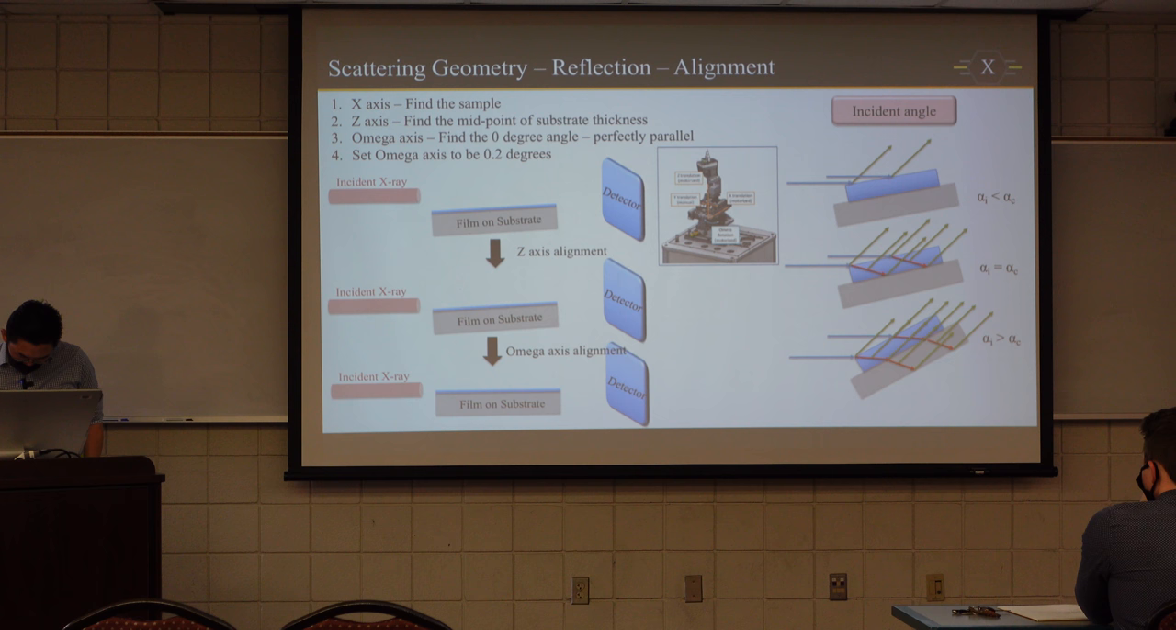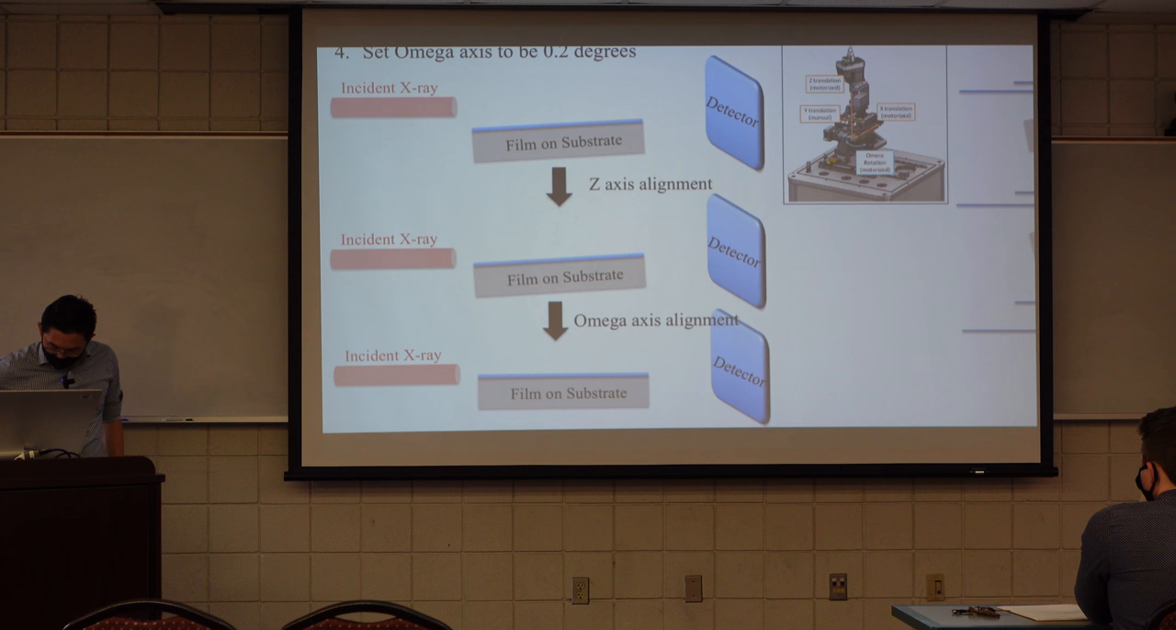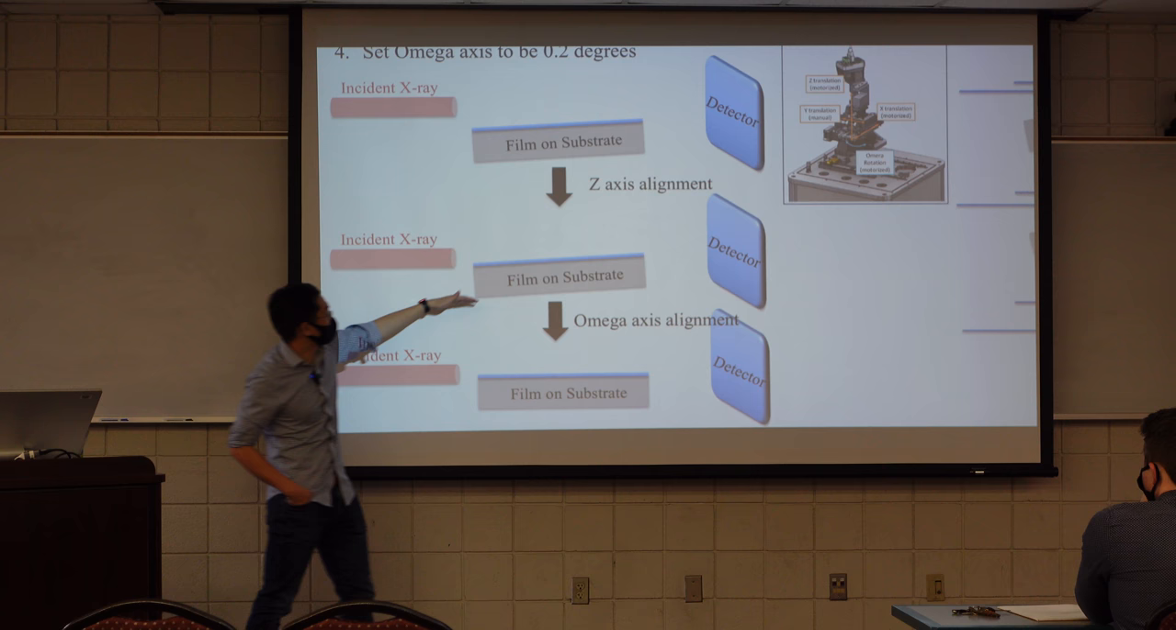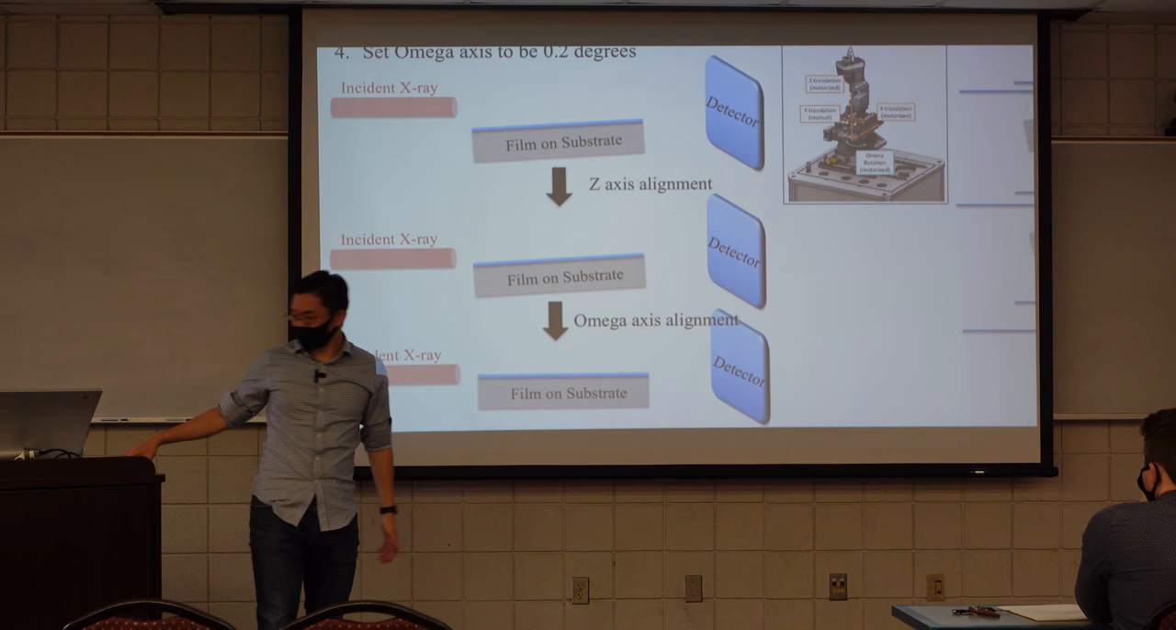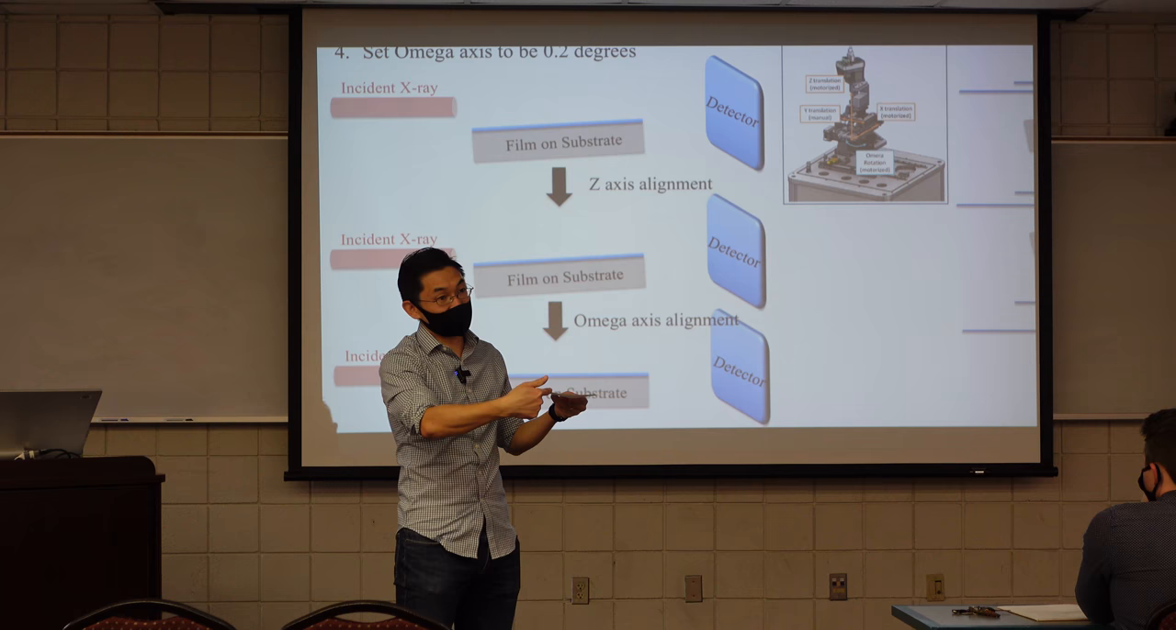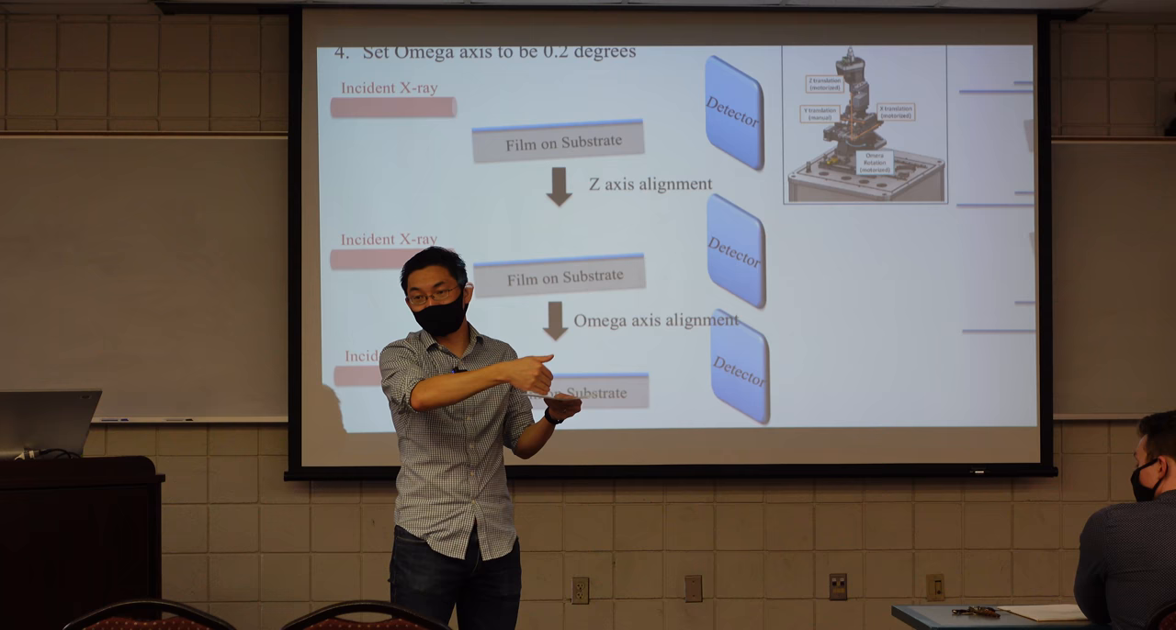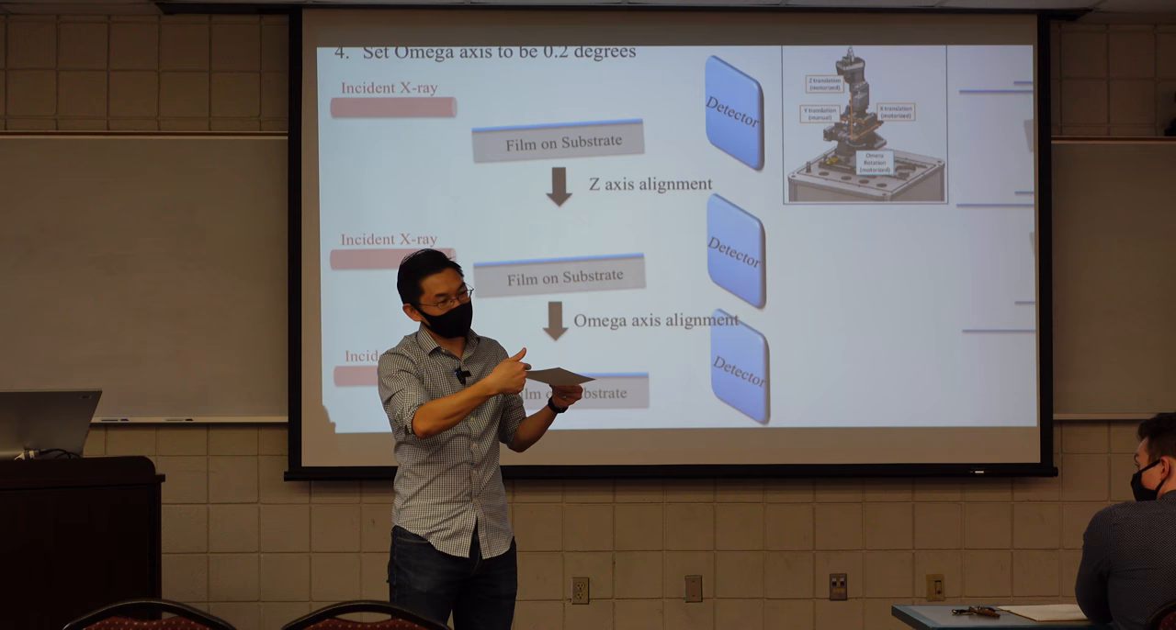First, let's take a look here. What we need to do is first find where the zero angle is. This is typically done by rocking the film on the substrate. As I showed, when the beam comes in, how we define the zero angle, or when the beam is parallel to the substrate, is crucial. But it's not easy, because how can you align something perfectly parallel at that tiny little scale, right?